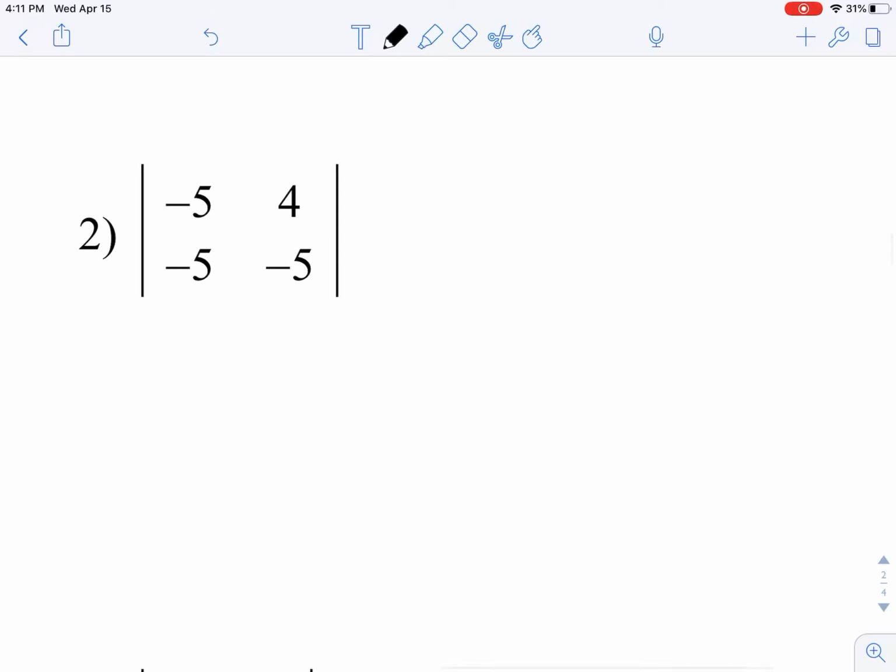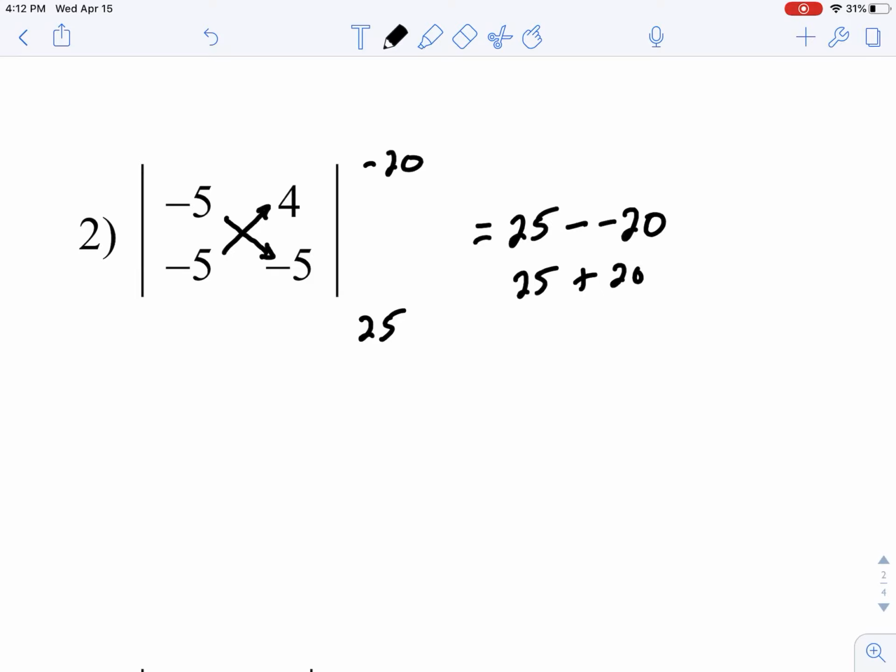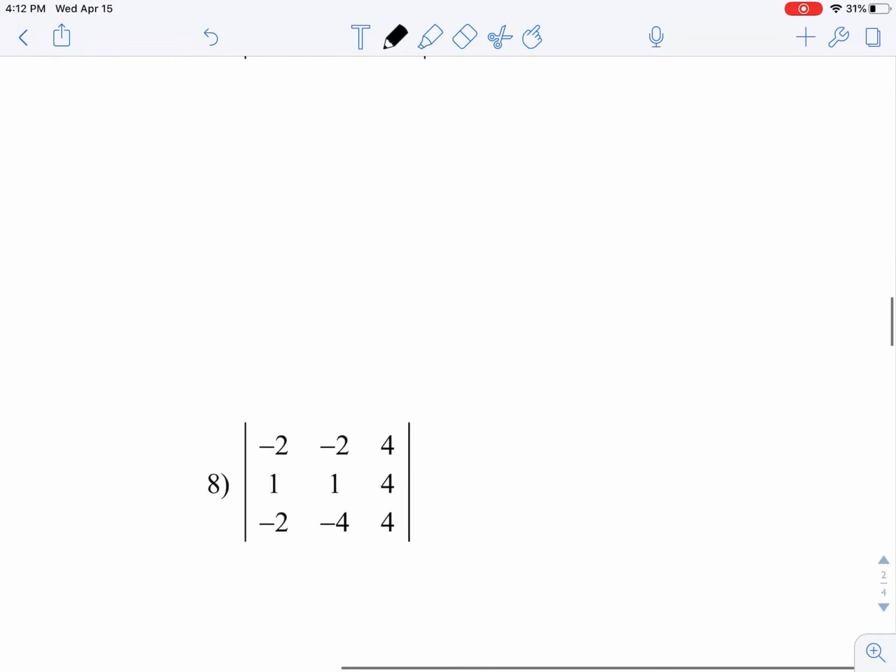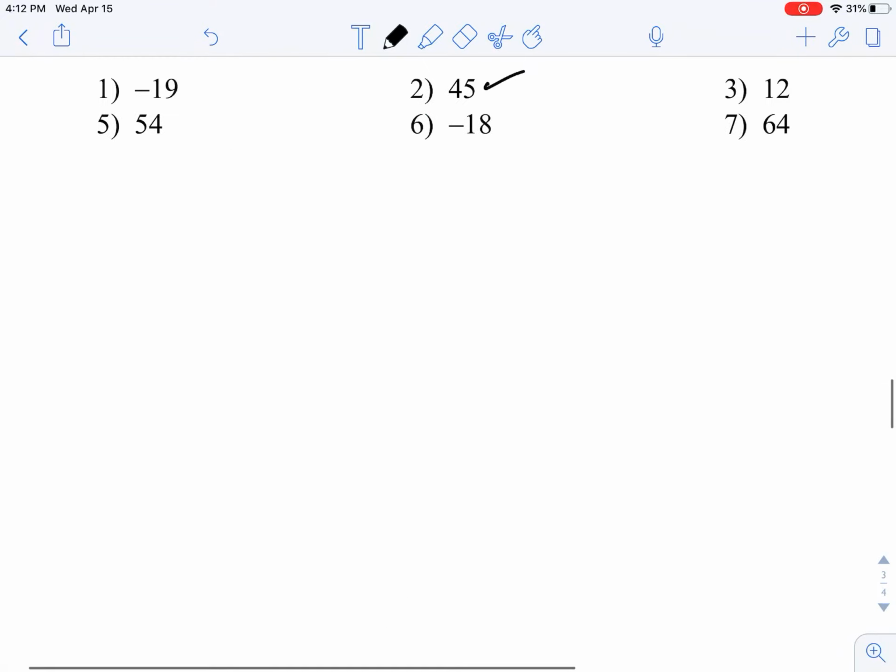So here's how you take the determinant of a matrix. You multiply the diagonals. Multiply downward like this. -5 times -5 equals 25. Then you multiply the diagonal upwards. -5 times 4 is -20. The determinant is 25 minus -20. So bottom minus top. When you minus a negative, it actually turns to plus a positive, and the determinant here is 45. So number 2 should be 45, and there it is.